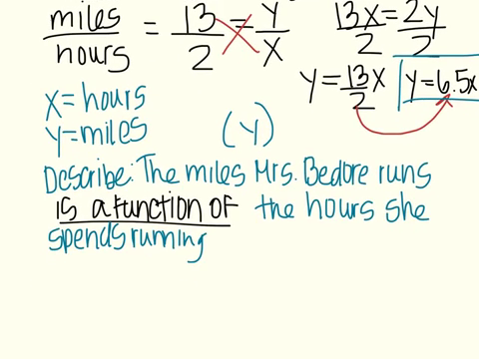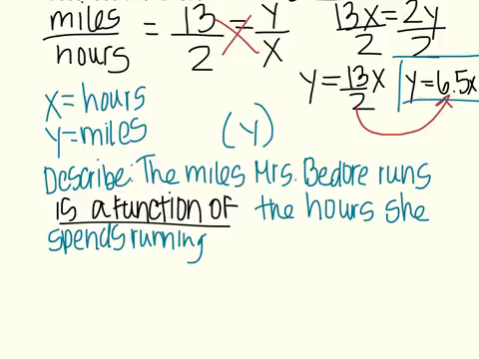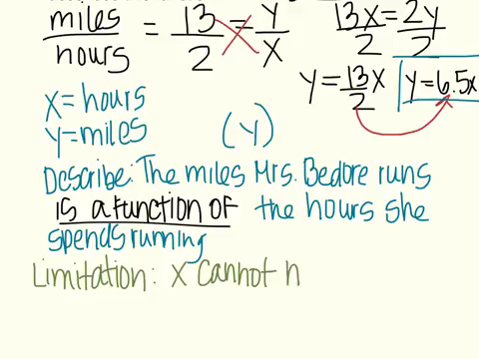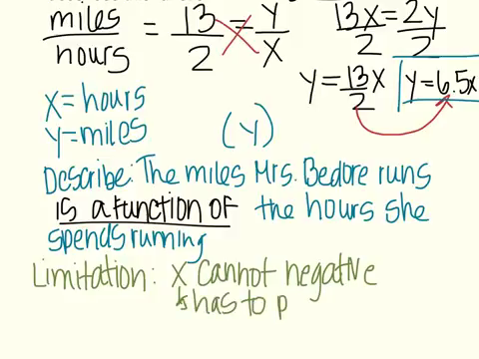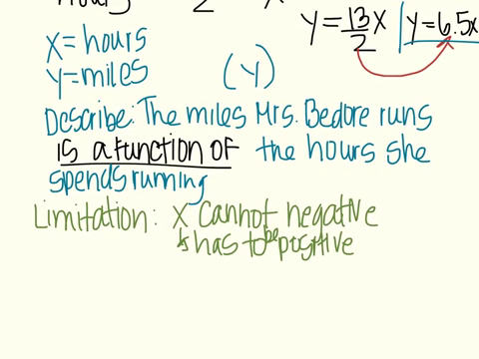Some limitations that we could say. When wouldn't this function make sense? Since my x is hours, x cannot be negative. You can't have a negative time. So since x cannot be negative, it has to be positive. Now the question I asked, can x be 0? If x is time, can it be 0? Yes. So I'm going to write my limitation: x has to be greater than or equal to 0.